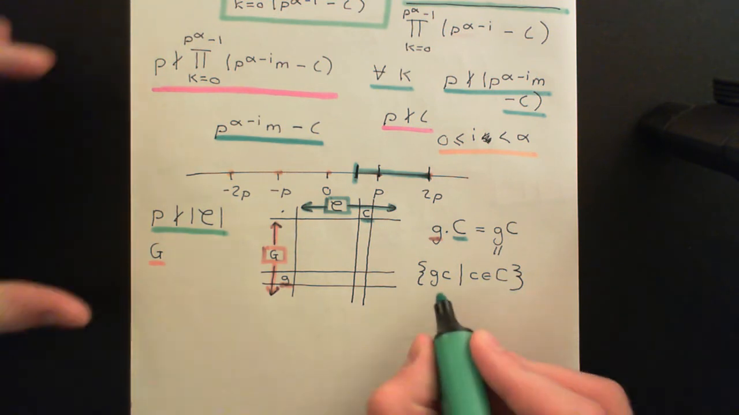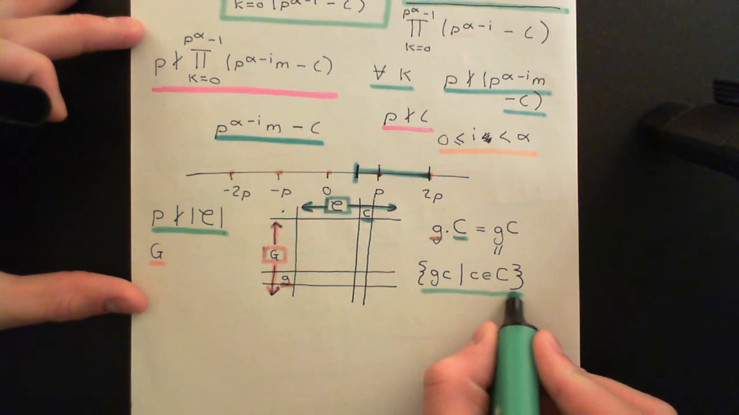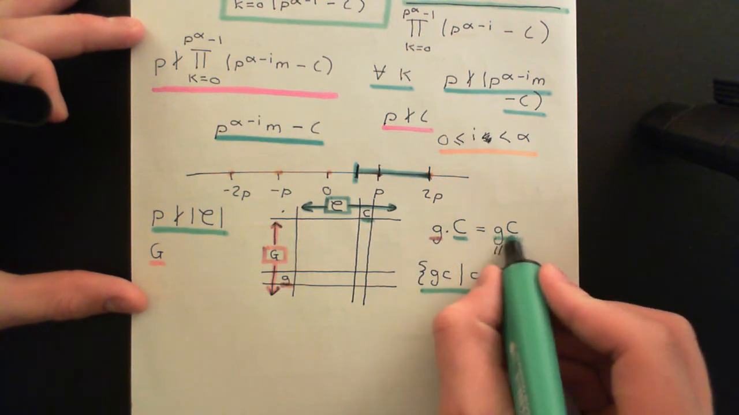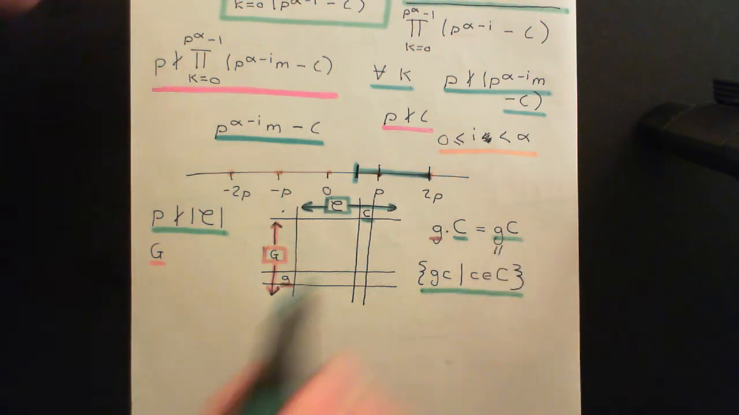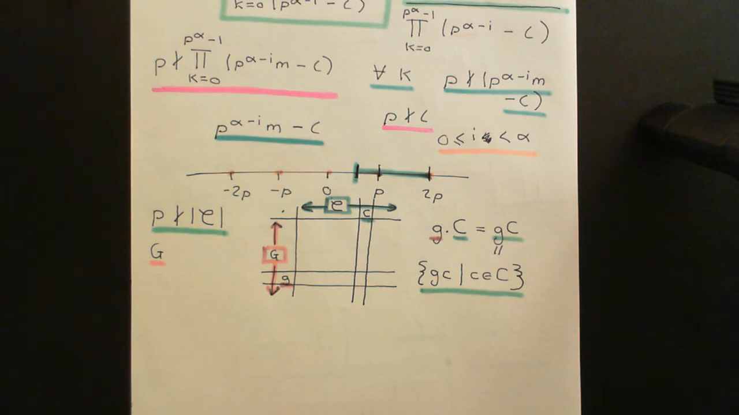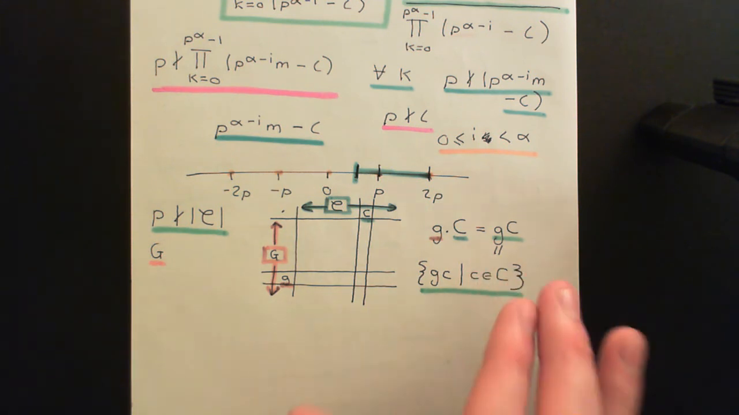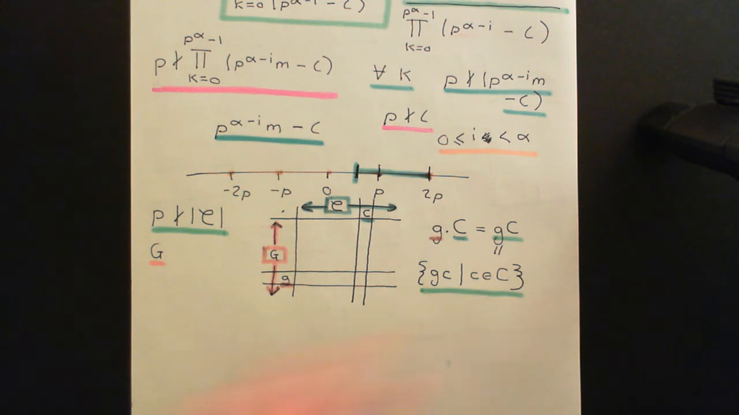Now you might be tempted to say, well, that's just a left coset, but remember, this is just a subset capital C, it's not necessarily a subgroup. That's why we're not calling it a left coset, because a left coset refers to doing this for a subgroup, whereas we're just doing it for a subset.